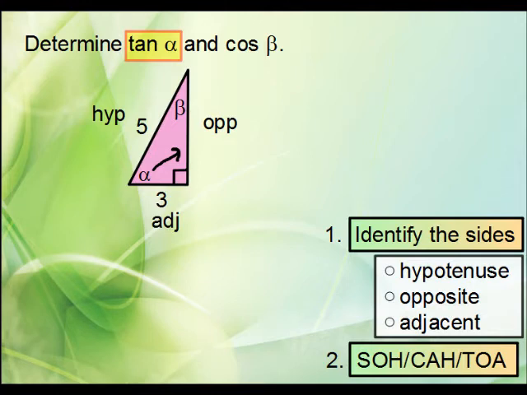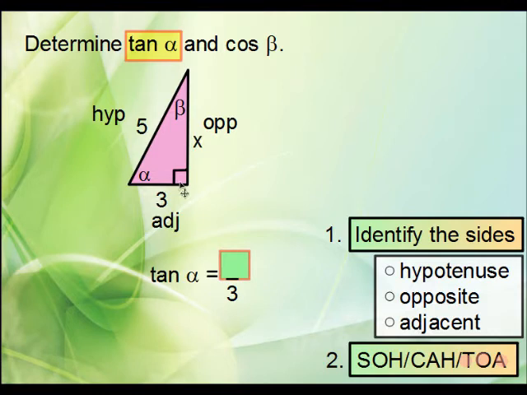Recall that the tangent, that's right here, SOHCAHTOA, the tangent is opposite over adjacent, which means if we determine the tangent of alpha, we don't know what goes on top. We just know that 3 is on the bottom. So let's try and figure out what that other side is supposed to be. And how about we label it x?